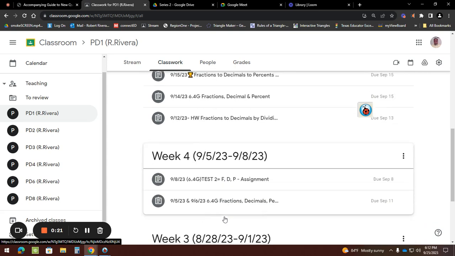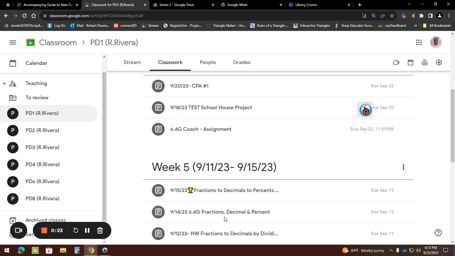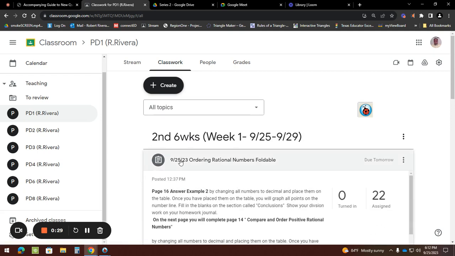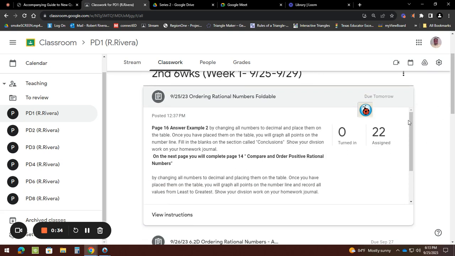All this other stuff, that's the first 6 weeks. We're done with it. Always check the date. Today's the 25th, so this is the 25th. So I need to do this work, which is the foldable that's on your notes journal.